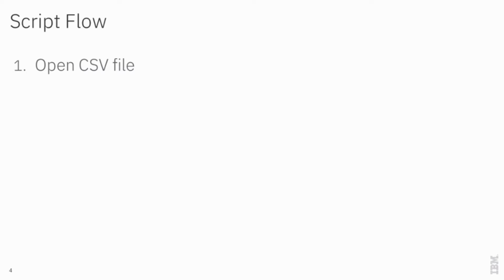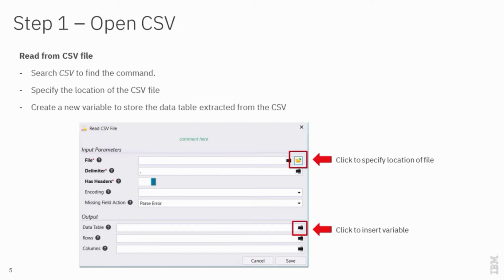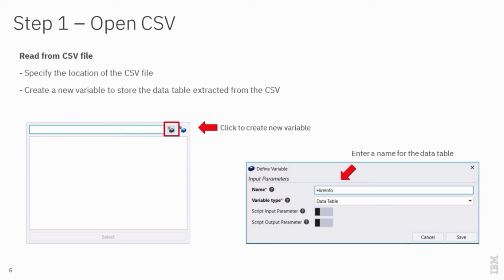To make things more simple to follow, I created this script flow, which is a step-by-step guide on the flow of the bot script. So the first step that we should do is to open the CSV file. To complete the first step, we simply use this command called read CSV file available in WDG. To drag and drop the command into the script, you just need to specify the location of the file and then specify a variable where you would like to save the file into. You can either specify this new variable using the script view code or through the interface in the command itself.